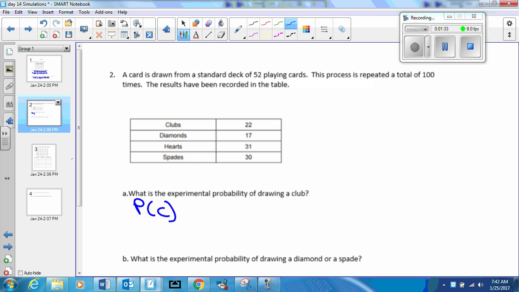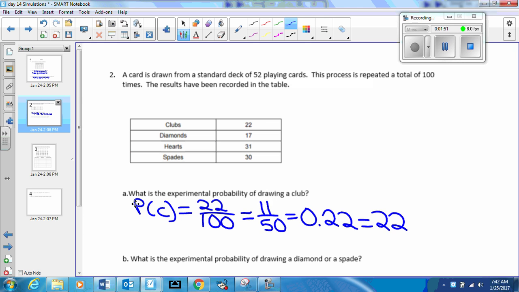So from their data, I look at the number of times they received a club, which was 22, out of the total data they had, which they told me was 100 draws. That can reduce to 11/50ths. As a decimal, 0.22. As a percent, 22%.